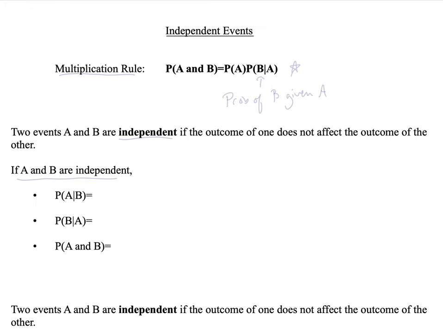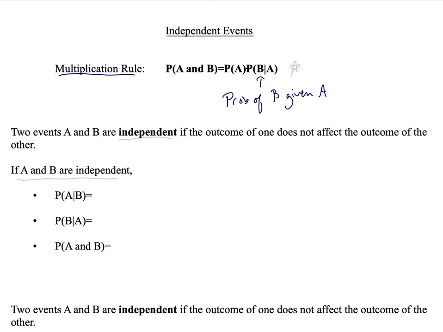This video is on independent events. So previously we saw the multiplication rule that the probability that A occurs and then B occurs is equal to the probability that A occurs times the probability that B occurs given that A occurs. And remember, this is the probability of B given A. So the probability that B occurs given that A has occurred.